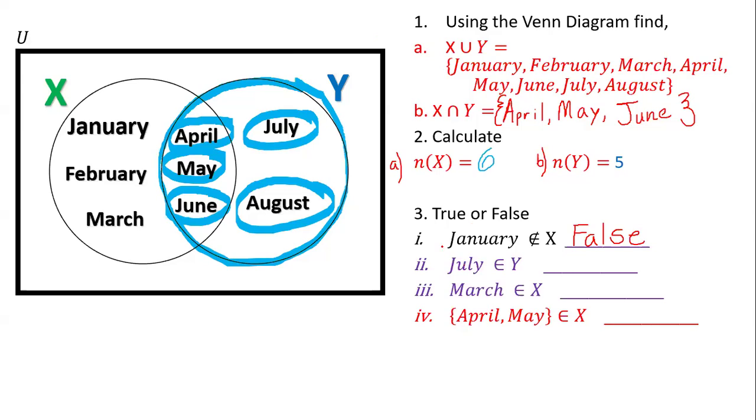So Malik was telling us that January is not an element of X. As we know, January is an element of X. So that means that it's definitely false, like how we said it.